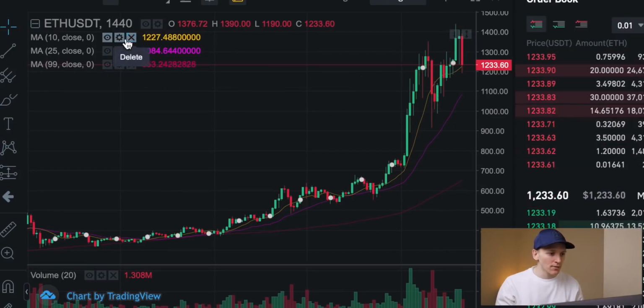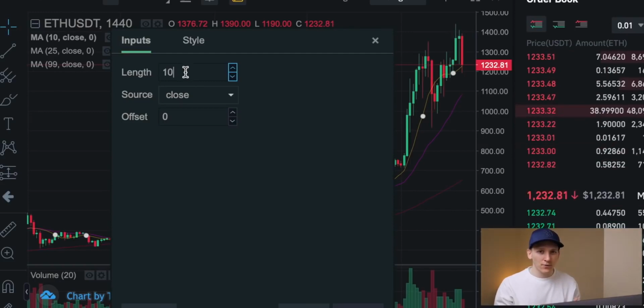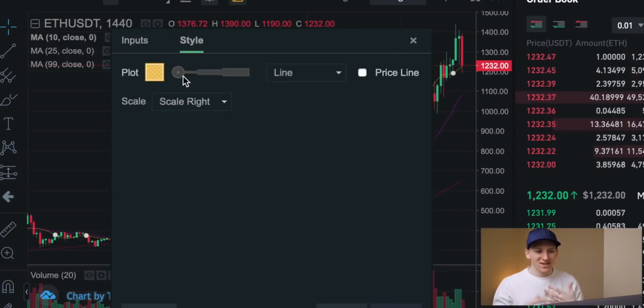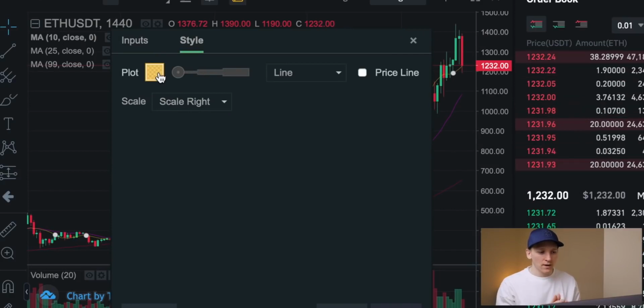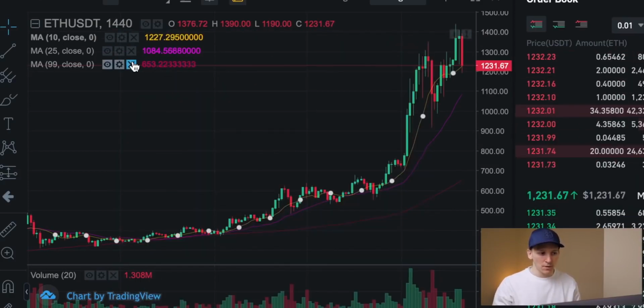So I'm just going to click on this one, the format button on the 10-day moving average. You can change the length of the moving average, so it will calculate this for you. Change that to anything you want. You can change it to a 30-day. I'm happy with 10-day though. And then you can change the style, so you can change the thickness of the graph and also the color of it as well. So you can do that there. And then you can get rid of them as well just by pressing X.